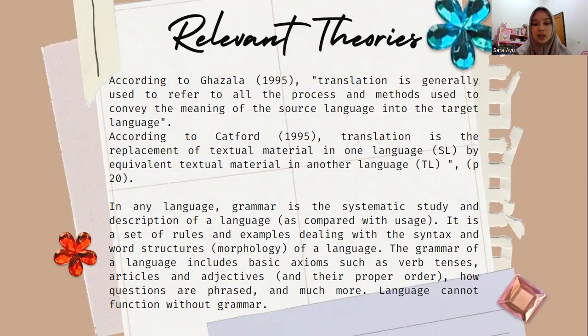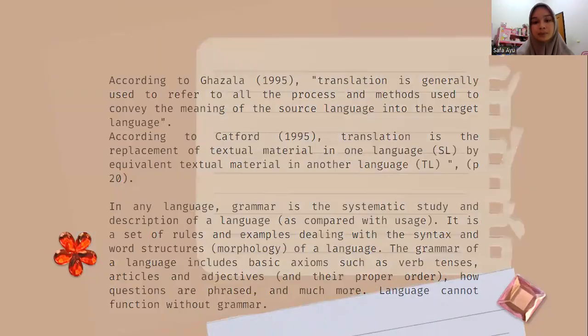And in any language, grammar is the systematic study and description of a language as compared with usage. It is a set of rules and examples dealing with the syntax and word structures or morphology of a language. The grammar of a language includes basic axioms such as verb tenses, articles, and adjectives and their proper order, how questions are phrased, and much more. And language cannot function without grammar.